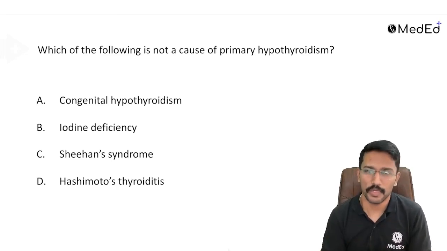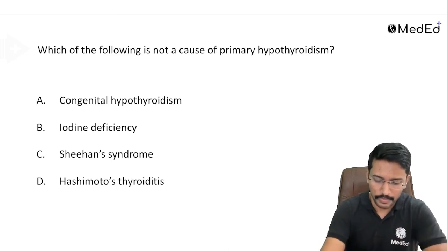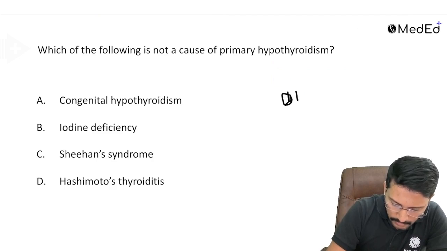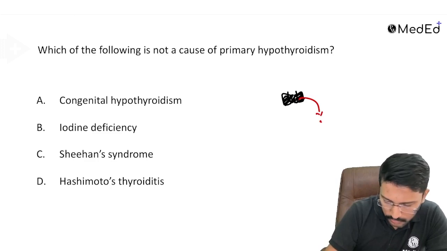Not a cause of primary hypothyroidism. So let us understand this terminology, right? Primary, secondary, tertiary. Okay. Now, when it comes to the thyroid gland function, we know that the thyroid gland is present in your neck. It is a bilobed structure that produces two important hormones, that is T3 and T4.